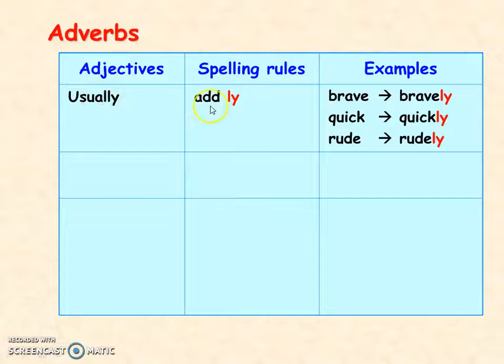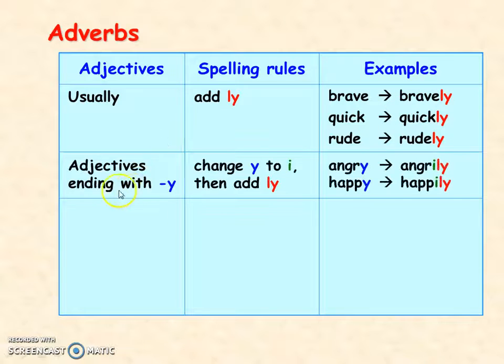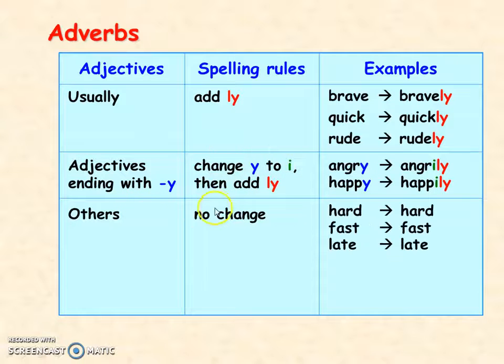So usually, very simple, we just add ly for these examples. And for adjectives that end with a y, we will change the y to an i and then add ly. Now, some of them, there's no change. They are just the same, like hard, fast, and late. These are 3 adjectives that when they become adverbs, they don't change their form at all.